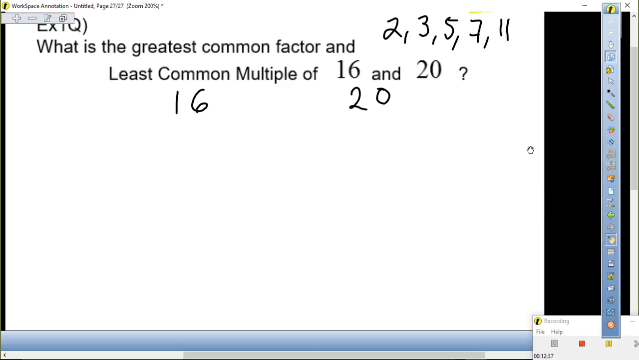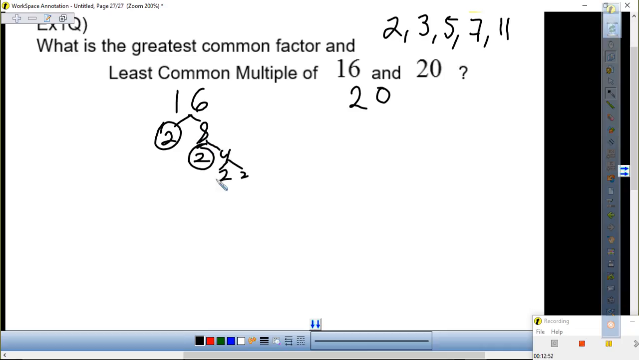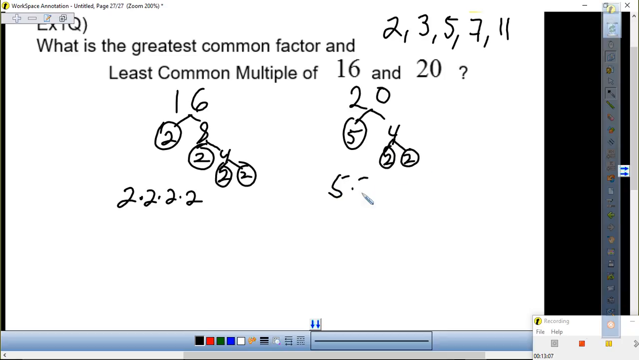Okay, so I gave you a little head start. You should have already started with this one or be on this one already. Here we go. Which prime factor divides evenly? 2. Again, 2. And again, 2. So this is 2 times 2 times 2 times 2. This one, which is the greatest prime factor? 5, 2 and 2. 5 times 2 times 2.